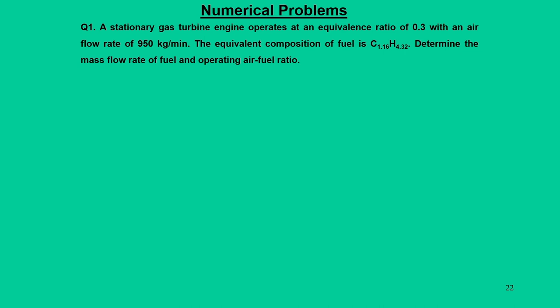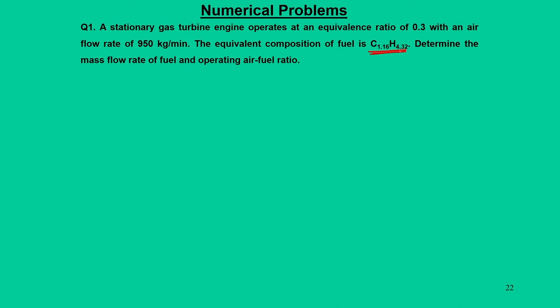Now, with this, I close this module, but before you complete this lecture, let us understand some of the basic problems which you have covered in this class. This is one particular problem which we typically use mainly while calculating the mass flow rate and air fuel mixture. Apart from conventional fuels, petrol or diesel, many a time we use some composition of fuel, like this one which closely resembles natural gas, C1.16H4.32. This is another hydrocarbon fuel one can think of using in any kind of gas turbine engine.